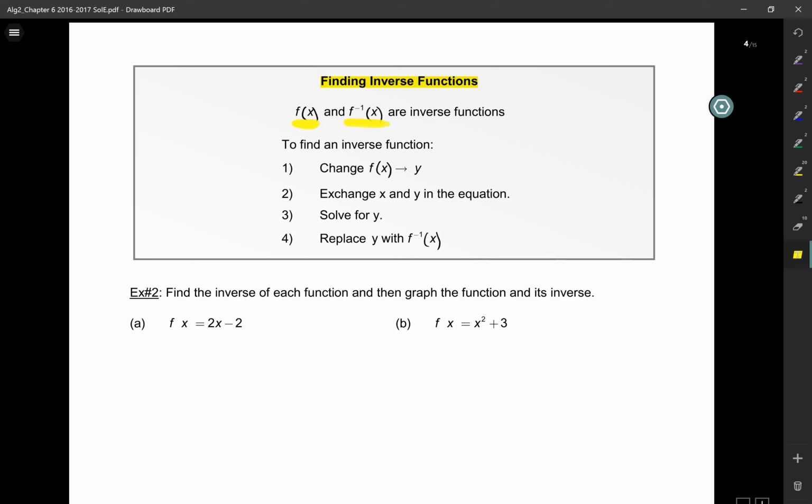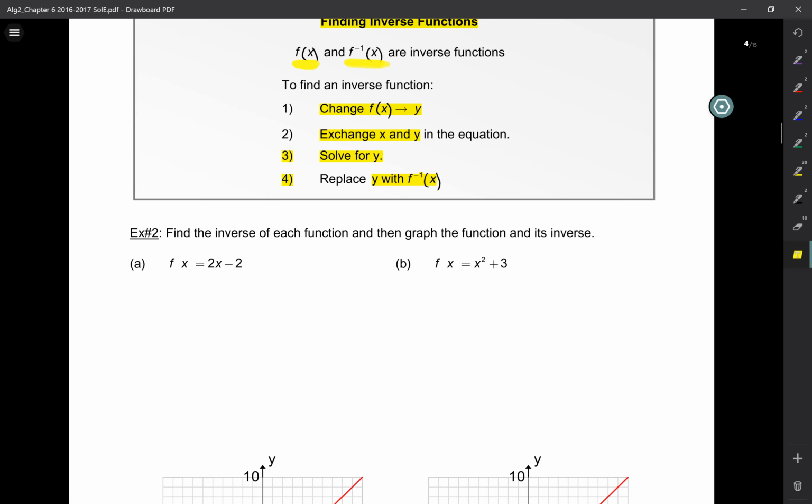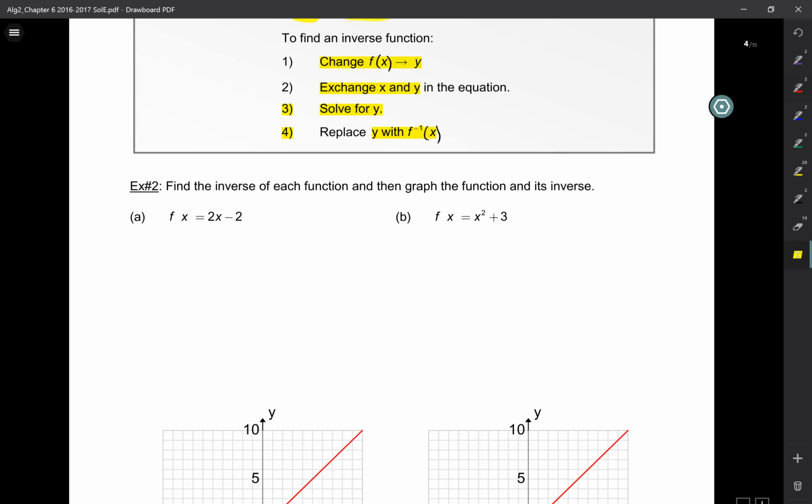First and foremost, you change f of x and you just label it as y, because I don't want x and f of x, I want x and y. Then exchange x and y, solve for y, which we all love, and then you have to replace y with a new label. Okay, what does it all mean? Let's do one, and you'll see. Okay, so first I have f of x equal to 2x minus 2.